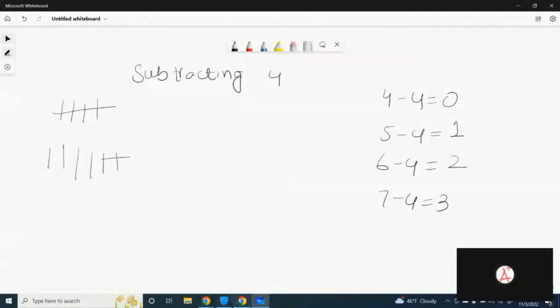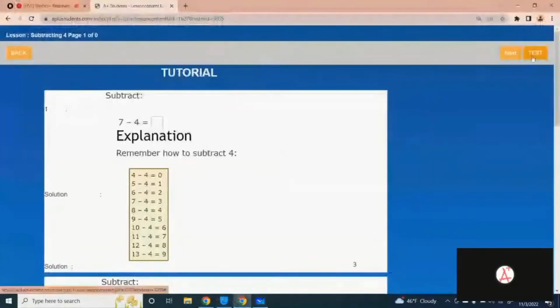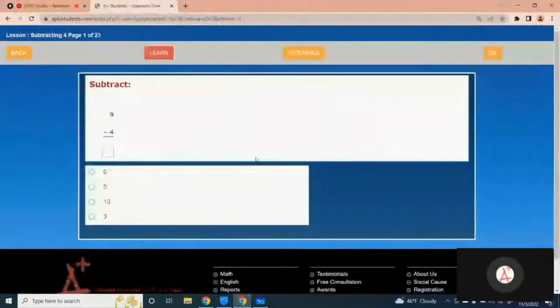Okay, let's start with test questions. The first one is 9 take away 4. I've left the table incomplete. That's the reason, because I want to do the rest of the questions on the test. Got it? That's why I haven't completed the table. Now let's start with 9 subtract 4.